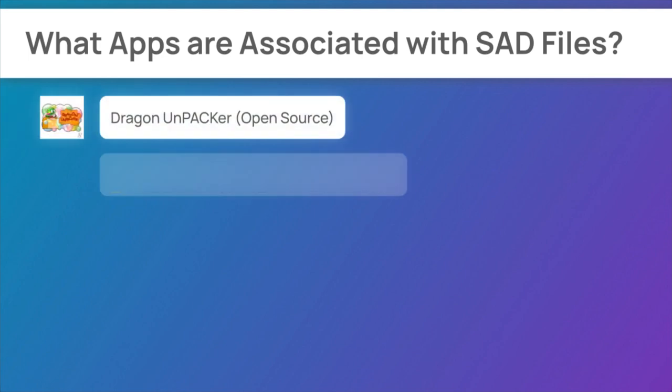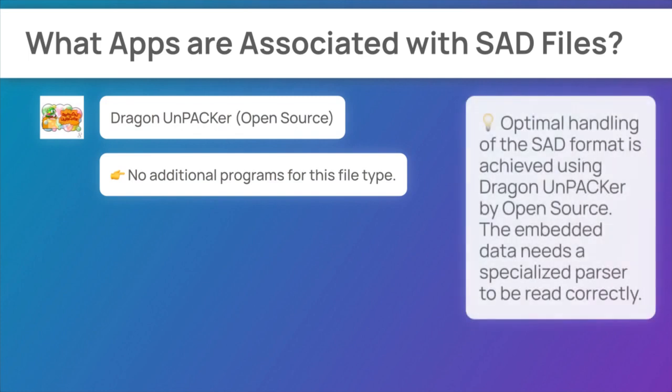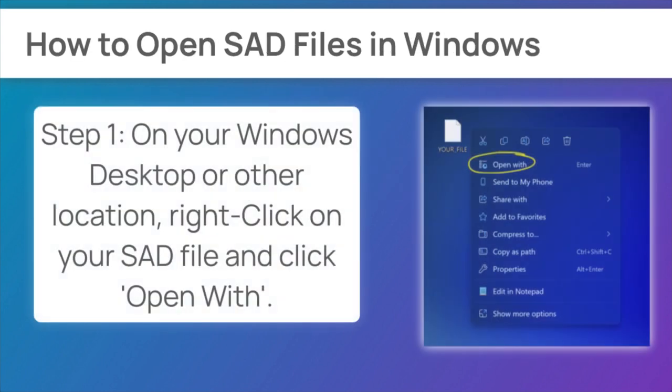The best utility for reliable viewing of SAD is known to be Dragon Unpacker by open source. The embedded data needs a specialized parser to be read correctly. Windows lacks support for proprietary engine formats, so viewing or modifying these files requires appropriate software. We are checking the software list for a guaranteed opener.